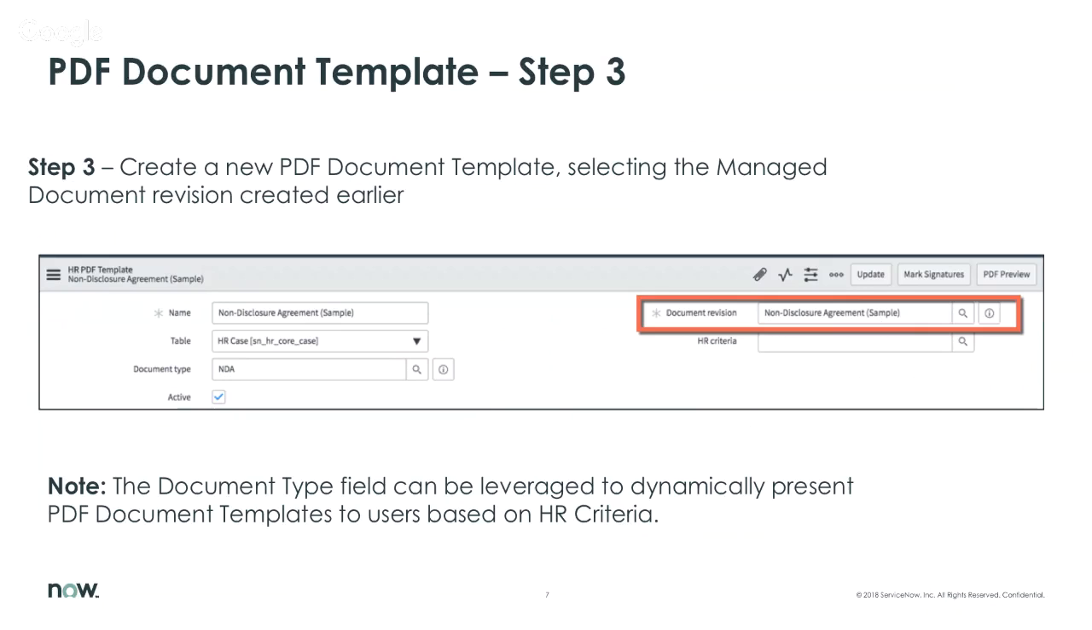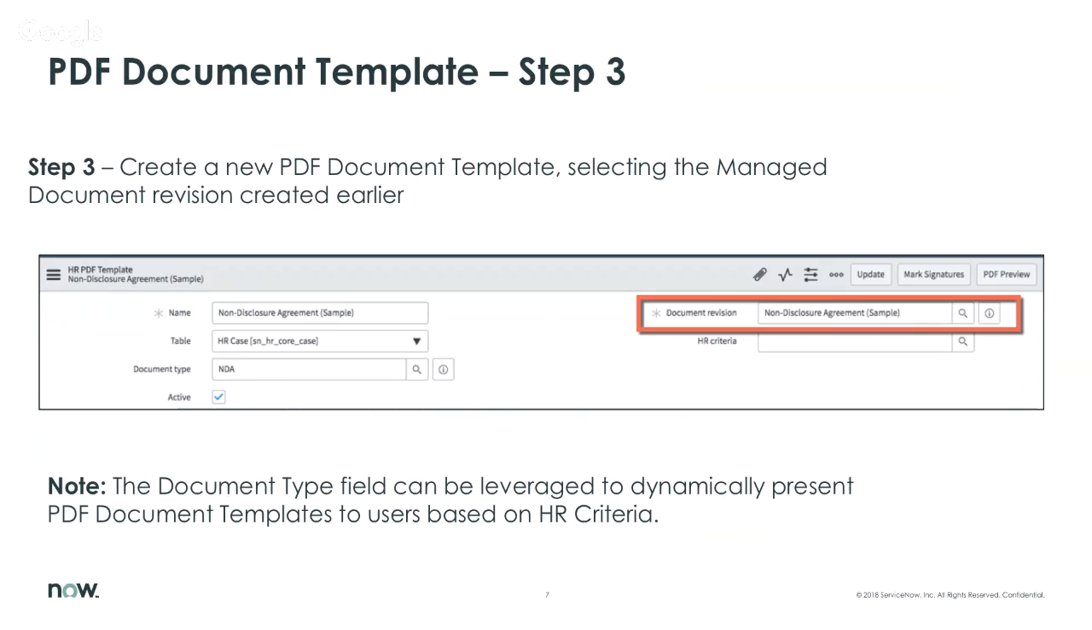So I'm going to give it a name. I'm going to say which table it's going to call from. I'm going to select the document revision, so that one I just uploaded. And then I could specify HR criteria. So if we want to separate documents based on an employee's location, I could put HR criteria for US employees, for example, or for UK employees, which kind of feeds into our document type field, which is a functionality that we enhanced in Kingston to allow you to use that document type as a container for those like documents.